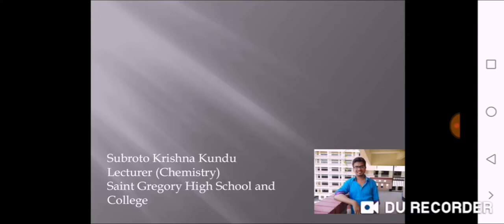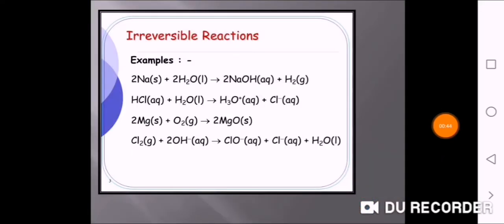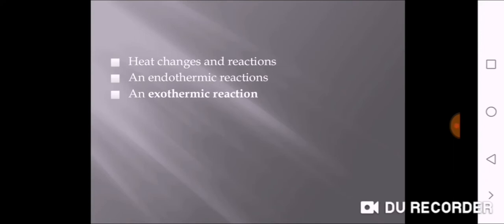Here, we present chapter 7. In my last class, we discussed something about that chapter. Now I go through the next portion or next topic. Hope all of you are very well in your home. In my last class, we discussed irreversible reaction and reversible reaction with some examples. Now I go through the next topic about heat change and reactions.